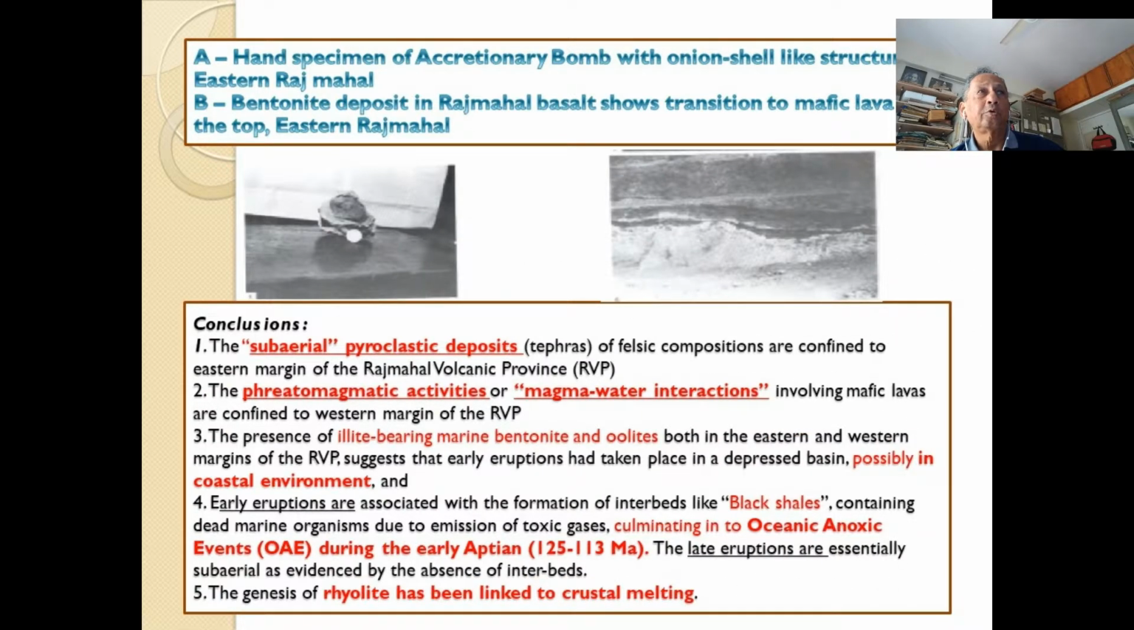Now in this we have A showing a hand specimen of an accretionary bomb with onion-skin-like structure. These are found from the eastern part of Rajmahal, and the other one is bentonite deposit in the Rajmahal basalt, which is a product of felsic tuff, and these bentonites occur as interbeds, as thin lenses in the Rajmahal basalts.